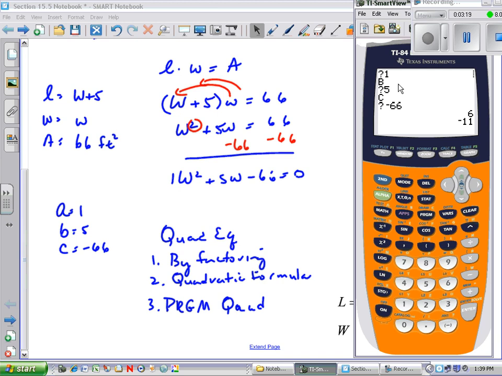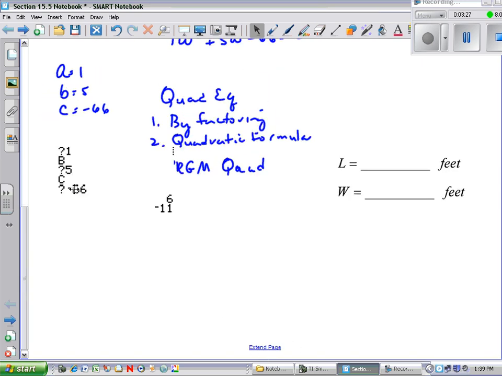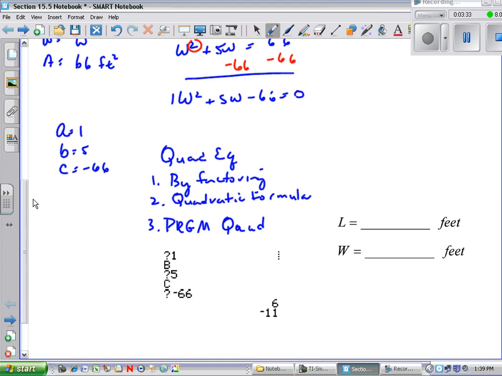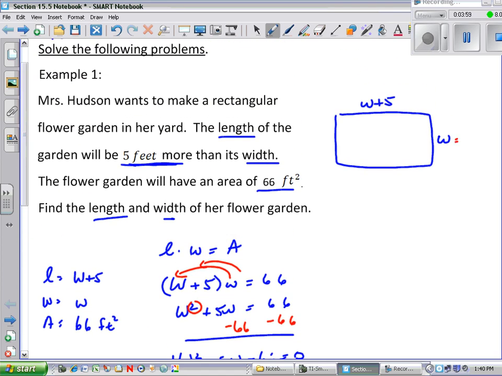So I come up with, and I'm going to drag it down so I can use it. I came up with W is equal to 6 and W is equal to negative 11 from the W squared plus 5W minus 66 is equal to 0. And we know that width cannot be negative, so I'm going to cross that out, and I will say that the width is 6 feet. So I'm going to come back up and look at this. The width is 6 feet.